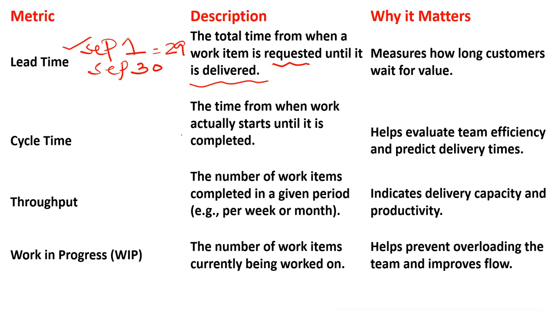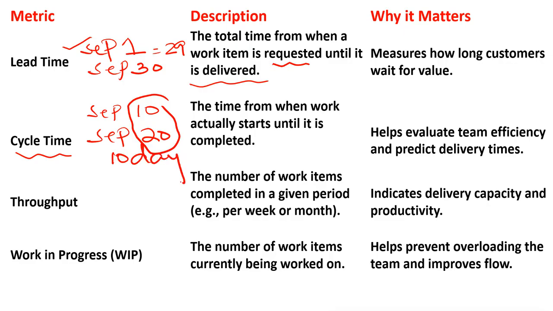Cycle time, on the other hand, what is the meaning of cycle time? See, suppose they say, could you please make the website for us? You are not going to start the website right away. Maybe you will start working on it on September the 10th and you will complete it on September the 20th. So the actual time you have taken to complete the website is 10 days. The time from when work actually starts until it is completed is known as the cycle time.